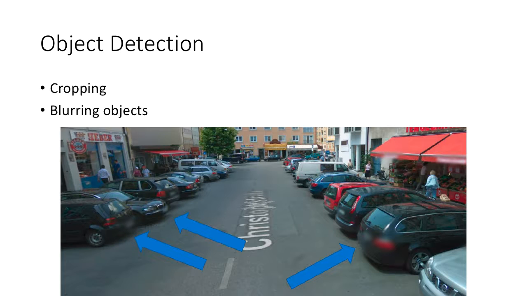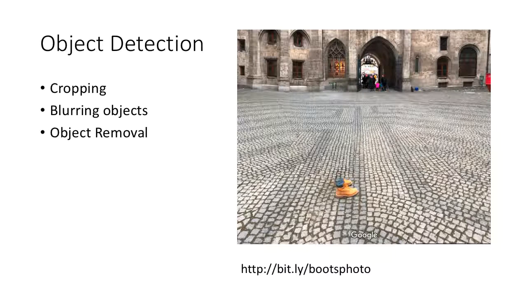You can use it for blurring objects. Like if you go to Google Maps, it blurs out all the license plates. So it identifies the license plates and blurs those out. You can also remove objects. And so this is in Munich, in the center square, and they have enough pictures that they can recreate the cobblestones, except for where the guy's boots were. I assume it's a guy. I'm going to say it's a guy.